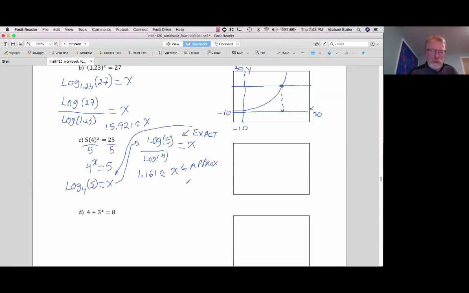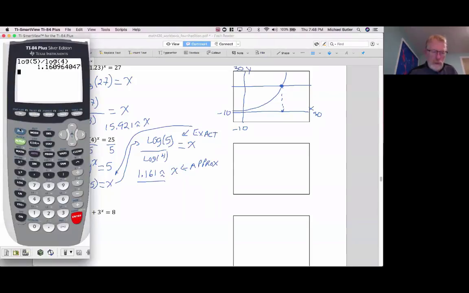Okay, let's check this to make sure that it was right, okay? So what we're saying is that 5 times 4 raised to this exponent gives us back 25. So remember, that number is stored in Ans, right? In other words, the 1.1609694 is in Ans. So if I go 5, parentheses, 4 raised to the Ans, to the Ans. There we go. You get back 25. So it indeed works, okay.